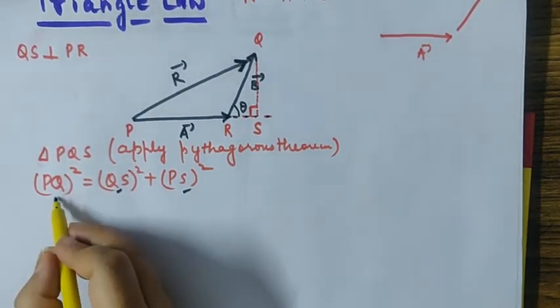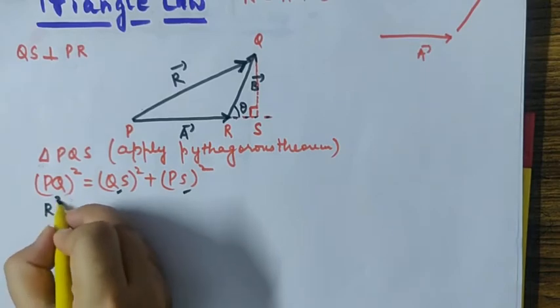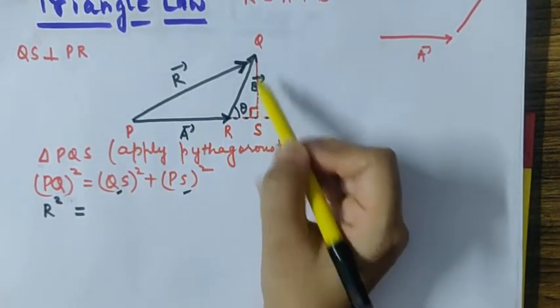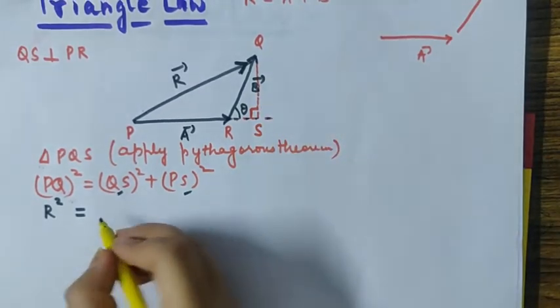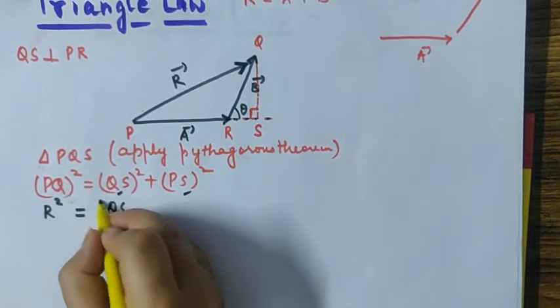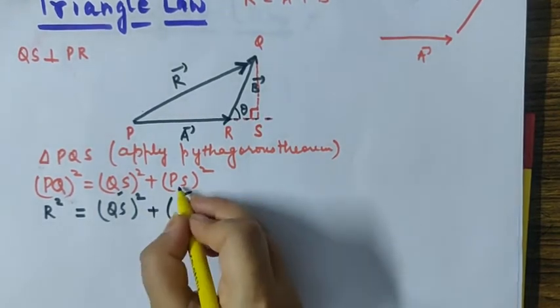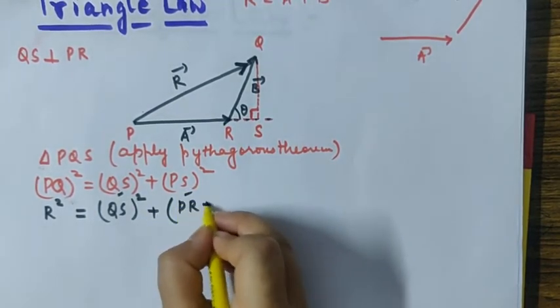Then PQ, value of PQ is R vector. Put the values, R square. Then QS. We should find out some value for QS. Write it in this way also only. PS should be PR plus RS.